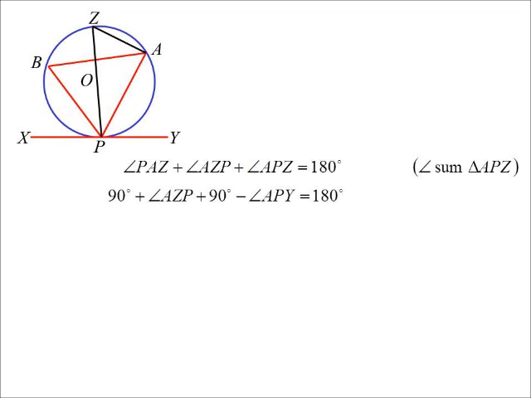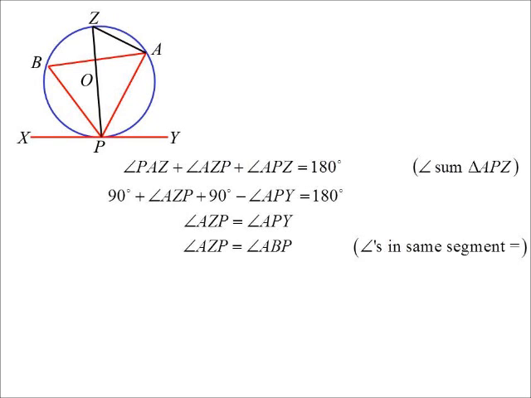So let's substitute in. We said PAZ was 90. AZP is AZP. APZ we said was 90 minus APY. So we end up with AZP is equal to APY. Well, that's not what we were trying to prove. But I can also say AZP is the same as ABP, angles in the same segment. Well, now I can conclude that APY is the same as ABP. And that's what we were trying to prove.